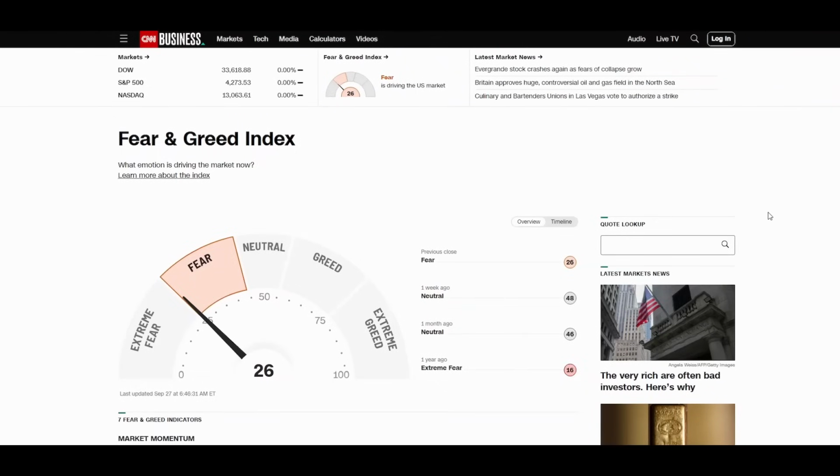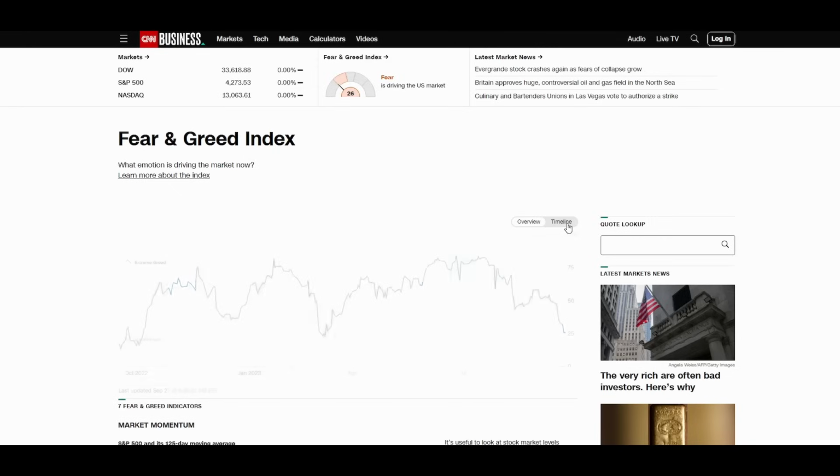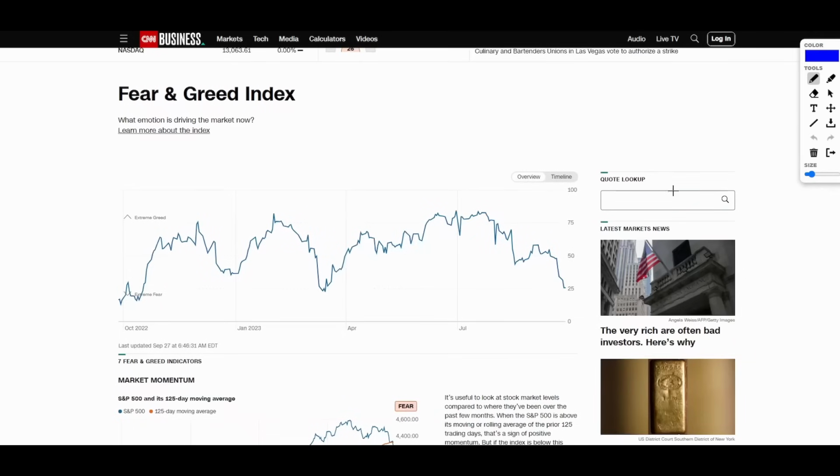Let's discuss fear and greed. We're almost at extreme fear, 26 to start the day. Almost certainly we're going to see extreme fear very soon. Let's take a look at the timeline. Look at that. That's when the March bottom happened. That's when the October bottom happened. The more disciplined approach is to wait for the counter rally if you're going to short, and then short at the end of the counter rally.